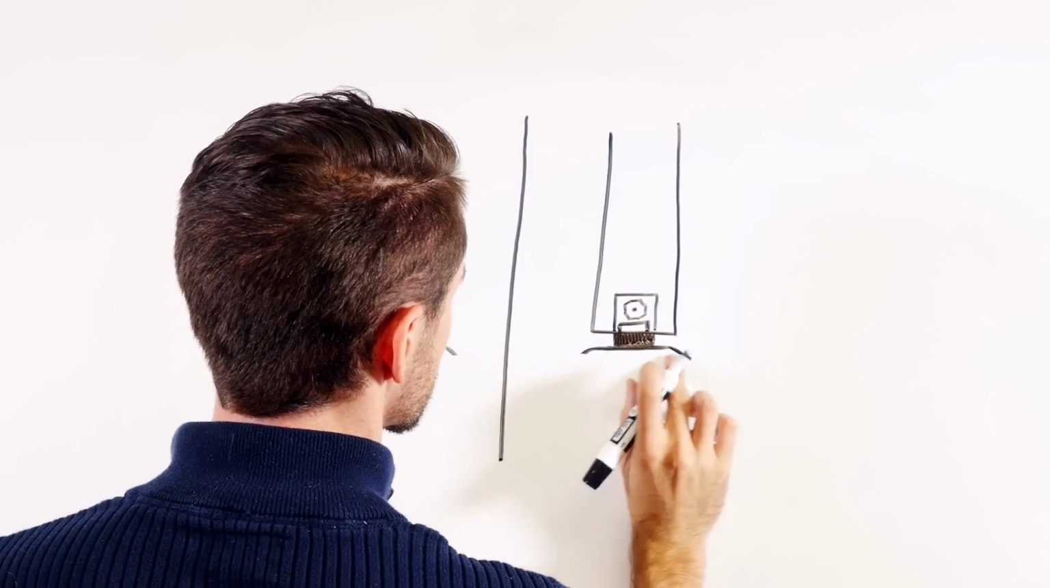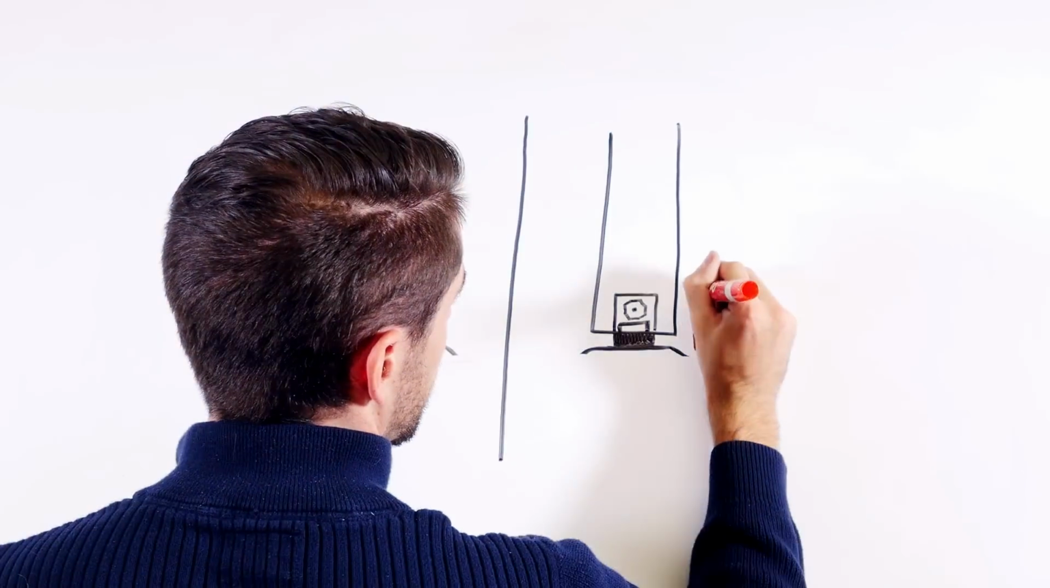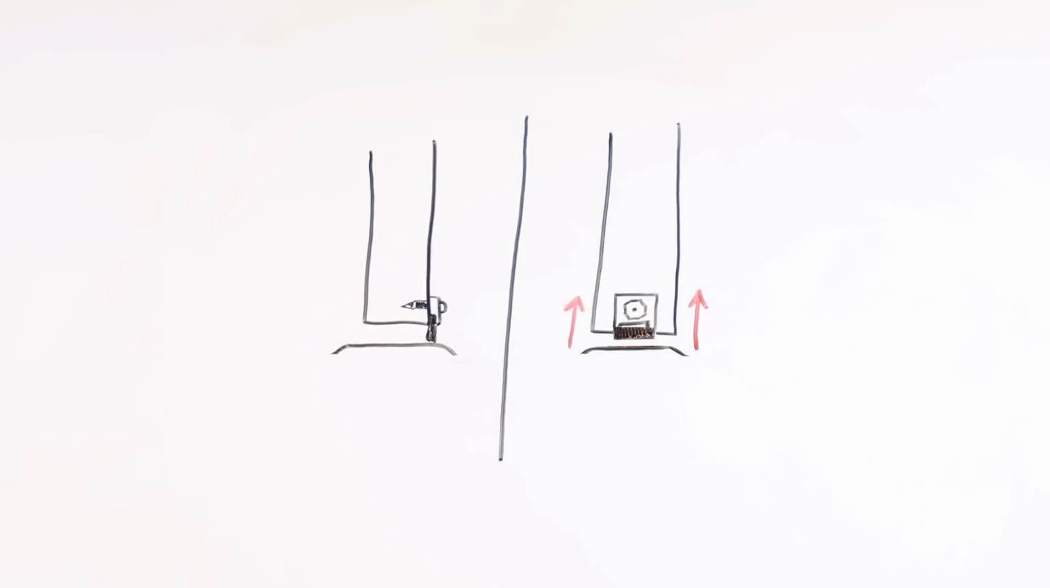A door sweep requires the least critical coordination and should have a raised threshold to seal against. An automatic door bottom raises as the door opens and drops as the door closes, but may require maintenance, especially for high traffic locations.